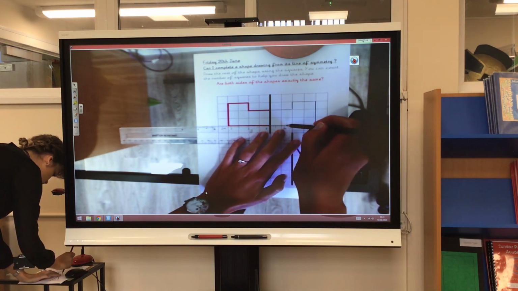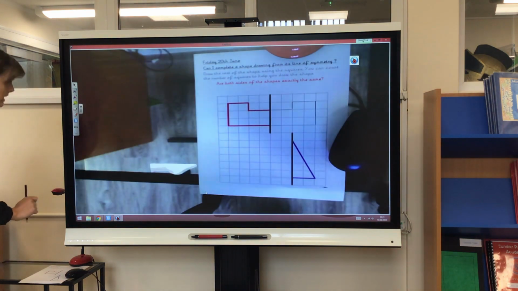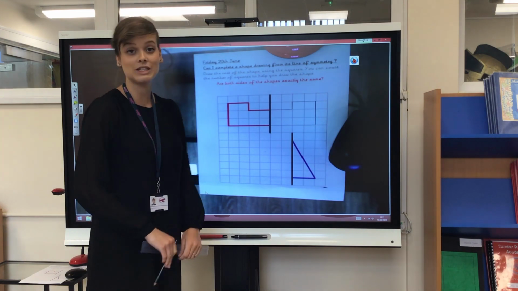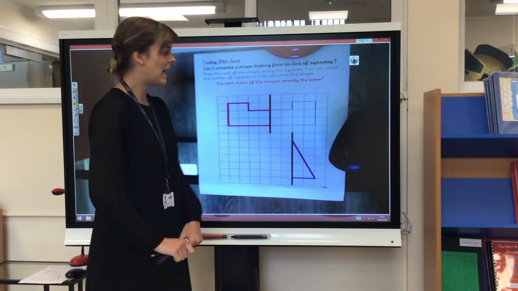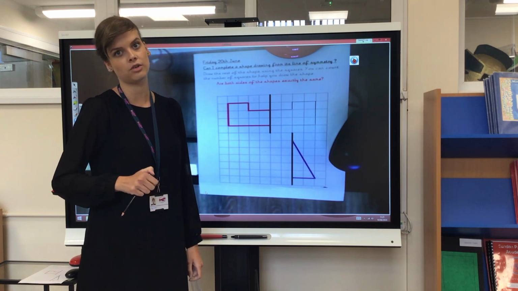Let's go 1, 2, 3, 4. And I have completed that missing shape. And you can see that it looks exactly the same on both sides, which is absolutely super duper. And again, if you really want to be super, you can spot those horizontal lines or those vertical lines.